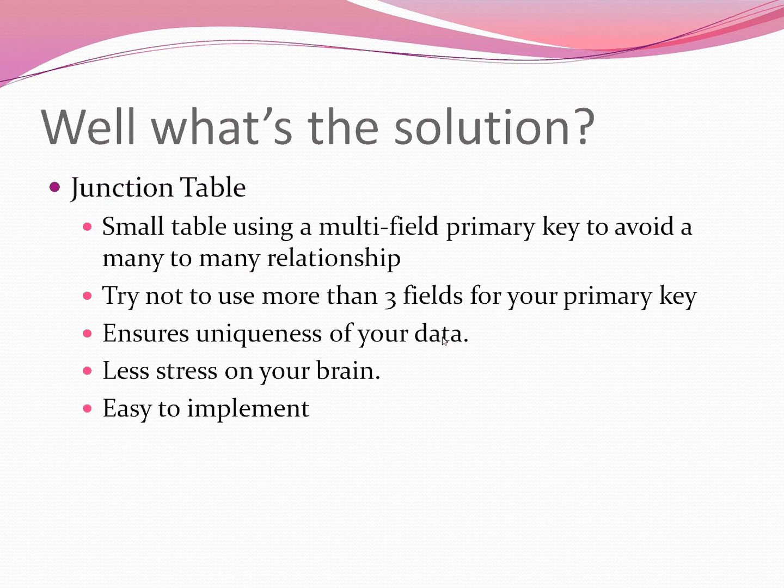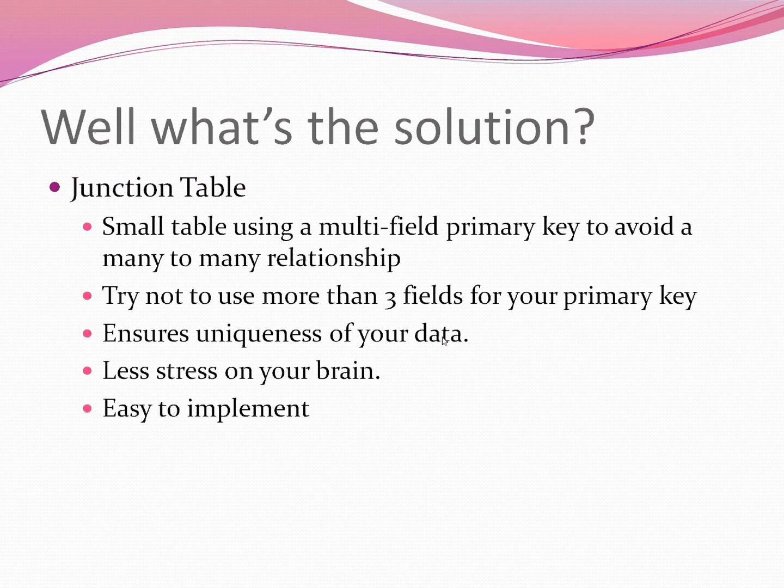By using a multi-field primary key or a junction table, it ensures the uniqueness of your data. All right, and we're going to see that when we do the demo here in a minute. It's less stress on your brain because it's definitely easier to think about, and it's not that hard to implement. Right? This big, horrible concept of how do I do this is really simple to implement. You're going to be surprised how easy it is.